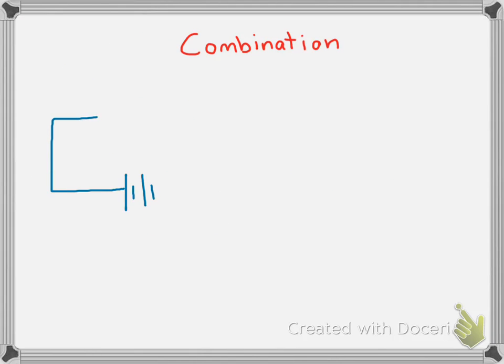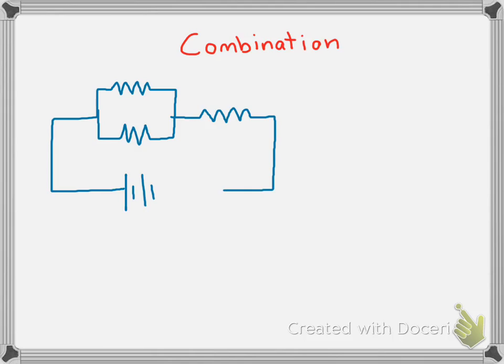Now let's talk about a combination circuit. A combination circuit is a mix of series and parallel circuits. R1 and R2 are the two resistors split in parallel, and R3 is in series with them. Therefore, this is a combination circuit.